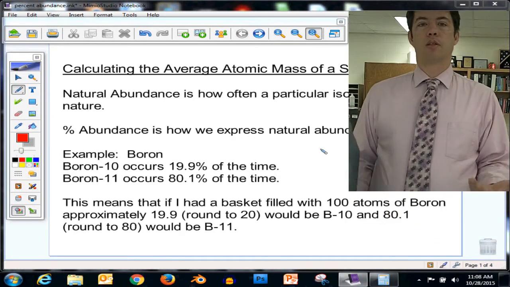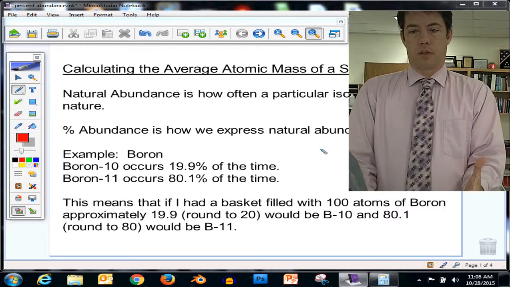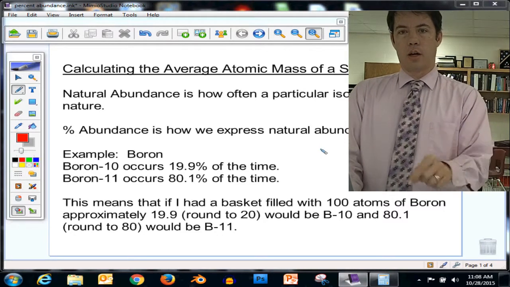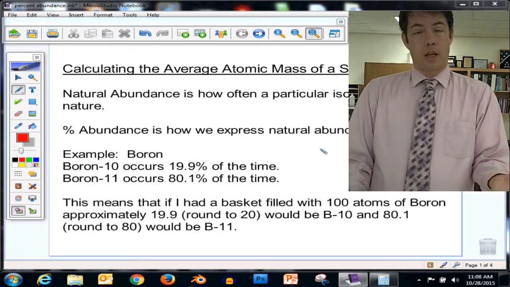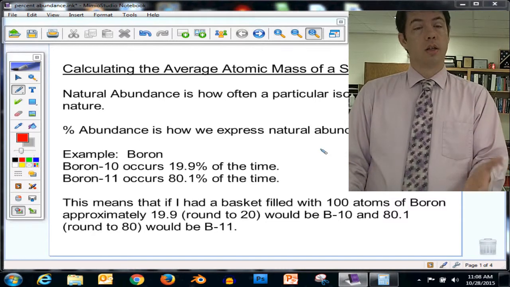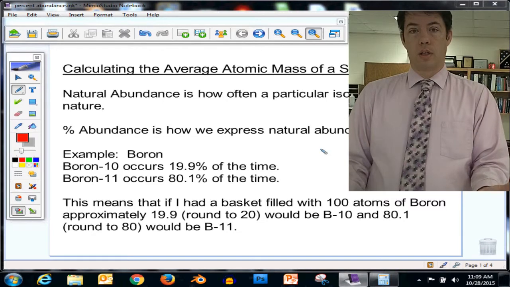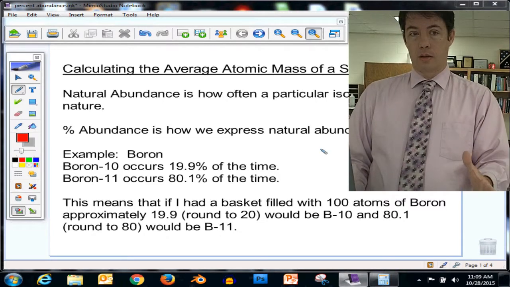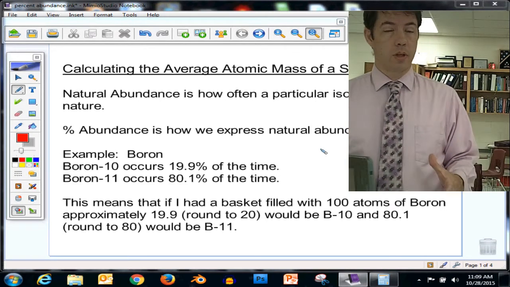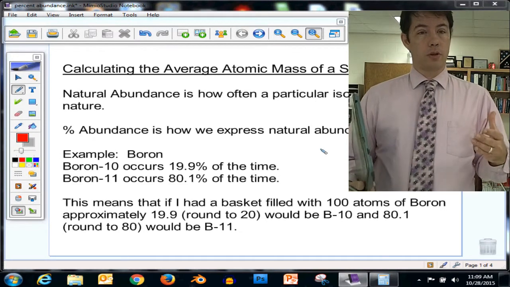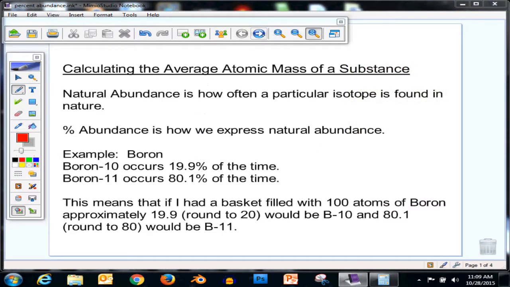And what does that mean? That means that if I take a basket and put boron in it, and I could count 100 atoms out of that, approximately 19.9, which we can't have a decimal of an atom, would round to 20. So 20 of those atoms would be boron-10. 80.1, which we rounded to 80, would give me 80 atoms of boron-11. And if we put those together and average them, we would get the mass that's on the periodic table. So let's look at how to do that.